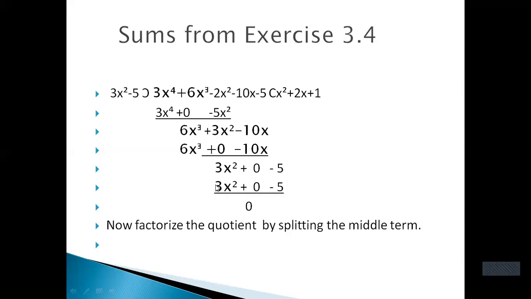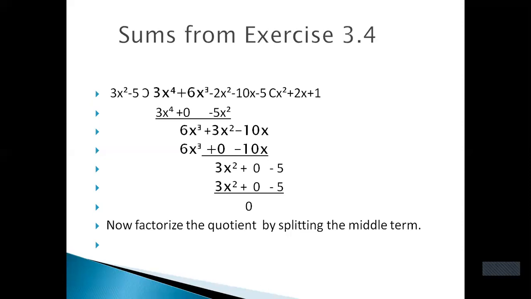Now this plus 3x square changes to minus 3x square. So plus 3x square and this minus 3x square, its value is completely 0. Anyhow, the second one is 0. Then this minus 5 changes to plus 5. So minus 5 plus 5, its value is 0. Now the quotient here we got is x square plus 2x plus 1.